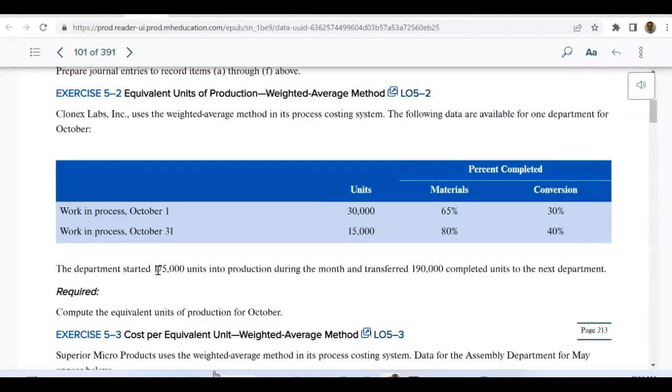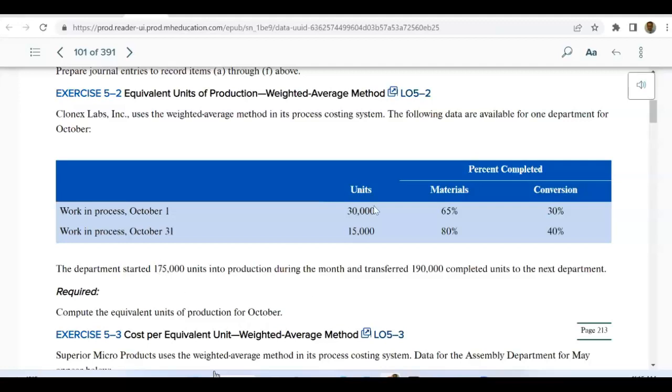So they started 175,000 units into the production and they transferred 190,000. So it looks like they started 175, but they transferred 190. That means they transferred a little bit more than what they started, meaning whatever was coming from the previous month, they finished that, and they transferred that. Also, they started 175, so a portion of 175 is also transferred.